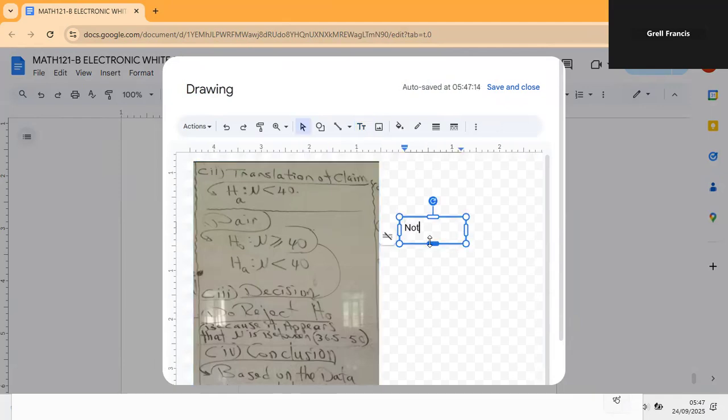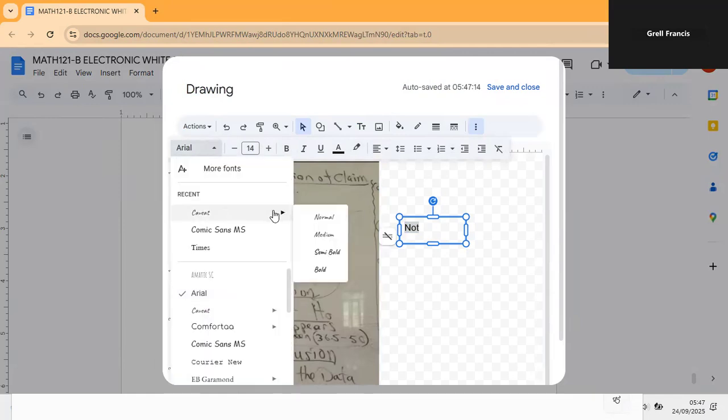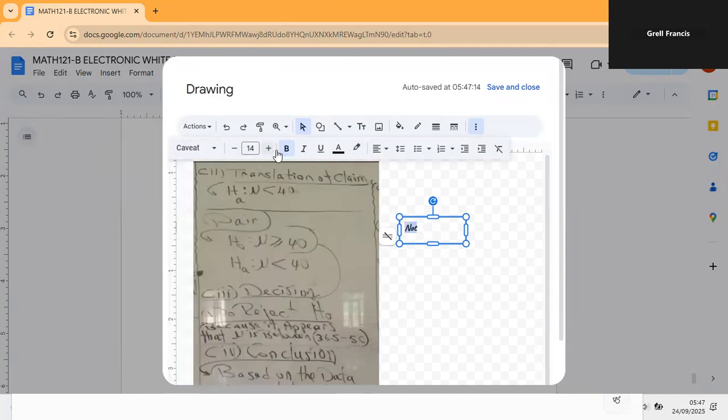So we see here, do not reject the null hypothesis. So let's make this correction. And the reason why we are not rejecting the null hypothesis is because it appears that the population mean is between 46 and 50, which is in agreement with what the null is saying. So we will not reject the null.